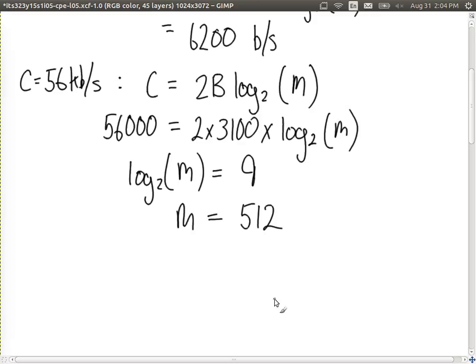512. So those dial-up modems that supported about 56 kilobits per second, what they would do is they would transmit a signal of a level out of 512 possible levels. When they transmit a signal, that signal element represents 9 bits at a time. And with the same bandwidth, we get a speed up to our 56 kilobits per second.